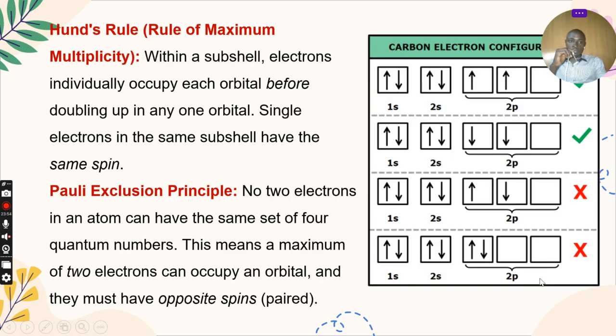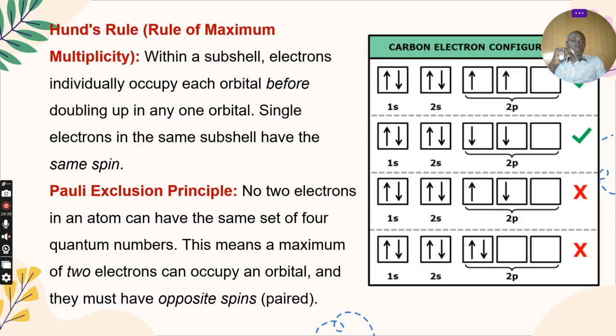Okay, the next principle that defines electronic configuration, or how electrons are distributed within an atom, is Hund's rule of maximum multiplicity. According to this rule, within a subshell, electrons individually occupy each orbital before they pair up in one orbital. Single electrons in the same subshell have the same spin. So remember, electrons spin, basically revolve or move around the atom. They can revolve in one direction or spin in another direction. So that's what we are saying.